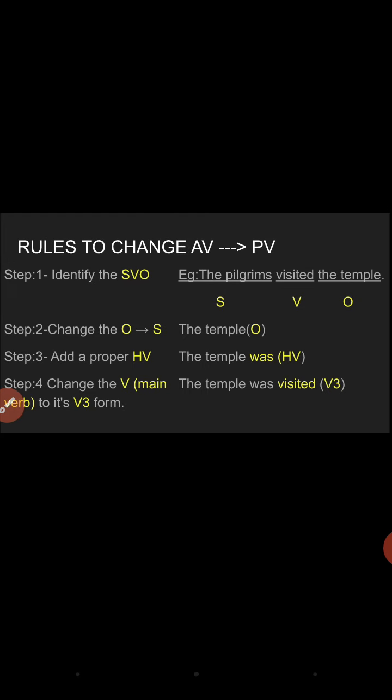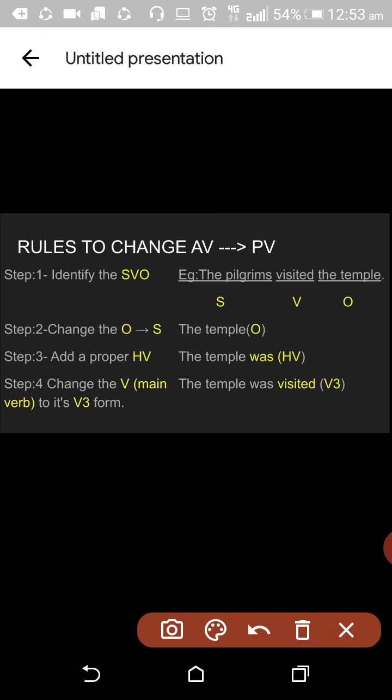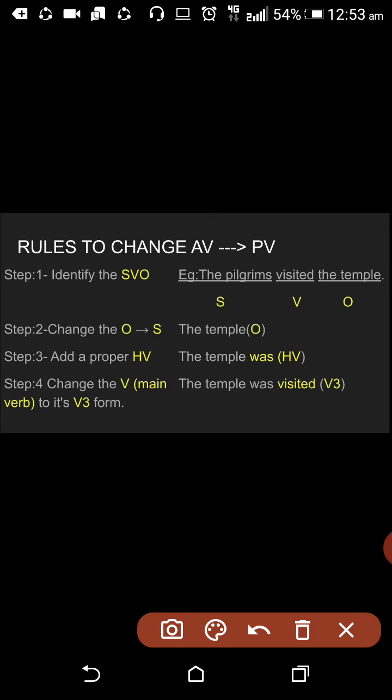Now we are going to see rules to change active voice to passive voice. I have explained the rules step by step. The first step is to identify the subject, verb, object of the given sentence. As soon as you see the sentence, you need to identify the subject, verb, and object of the given sentence. How will you identify? This is subject, this is verb, this is object. For that you should know what is subject, what is verb, what is object, right?